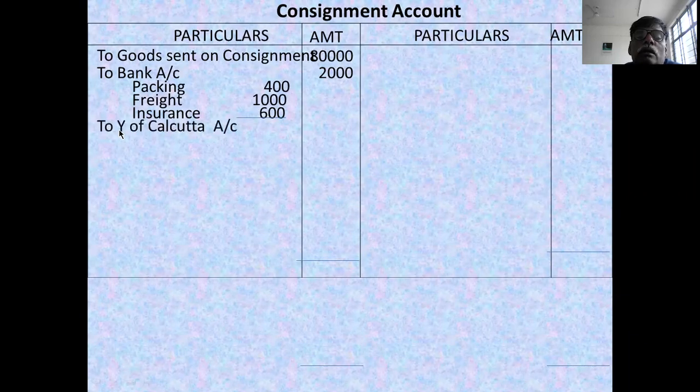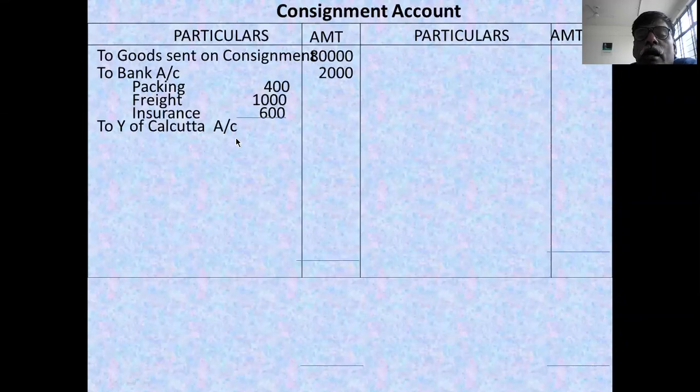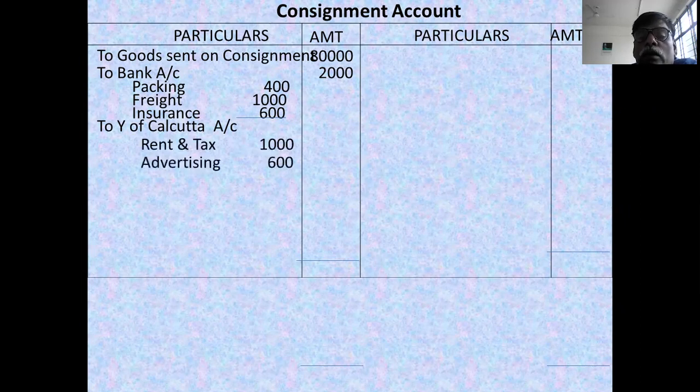Third item. To Y of Calcutta means consignee account. Under this, you write expenses paid by Y. Expenses paid by Y are 2: one is rent and taxes, second is advertisement. These 2 expenses paid by Y. Total 1,600. Okay. First item goods sent on consignment, second item expenses paid by consignor, third item expenses paid by consignee, and fourth item is to Y of Calcutta. It is for commission.